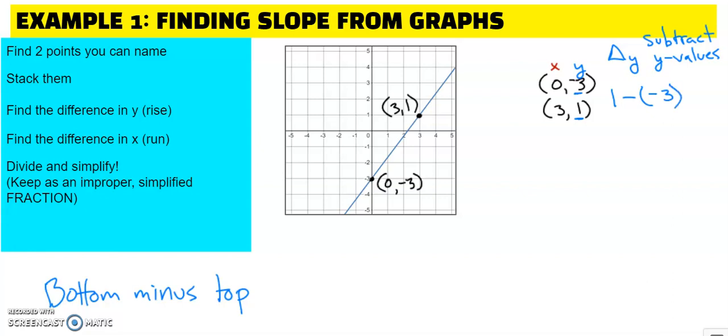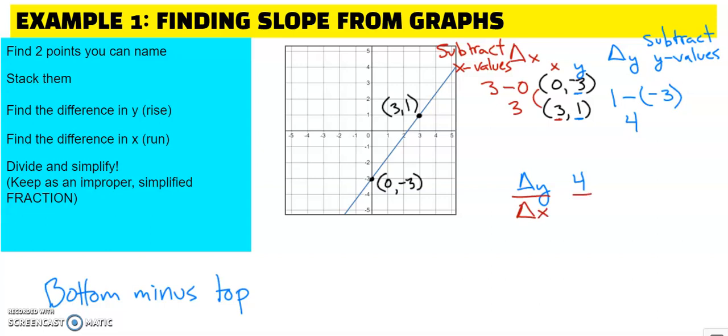Really important that you set it up this way, right? If you struggle with what that is, this is the same thing as 1 plus 3 because negative minus a negative is the opposite of the negative. So 1 plus 3, this is 4. Okay, so change in y is 4. I'm going to do the same thing to find how x is changing, right? But this time I subtract the x values. Okay, so I have bottom minus top, so 3 minus the top is 0, which is 3. So change in x is 3.